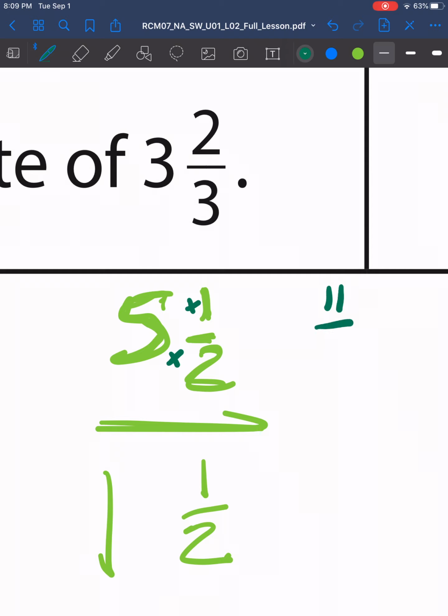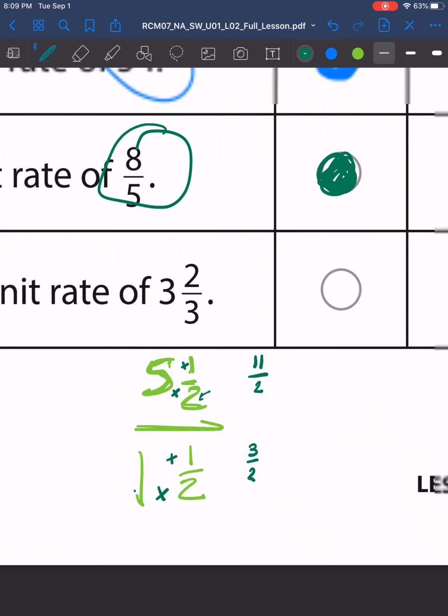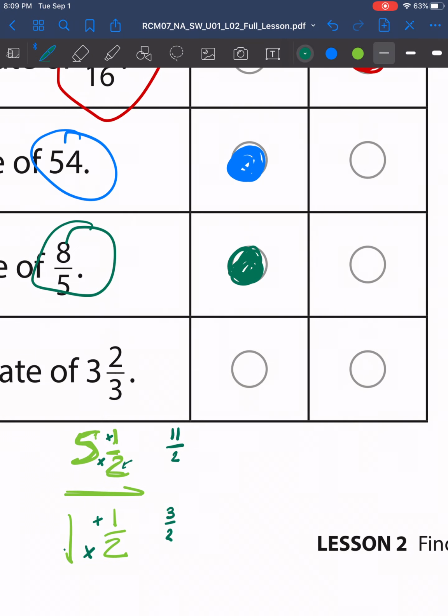That's 11. And then we keep the denominator. Okay, let's do it to this one. Times plus 1 times 2 is 2, plus 1 more is 3, and then we keep the denominator. Now I can rewrite them horizontally, I keep doing that. 11 halves divided by 3 halves.